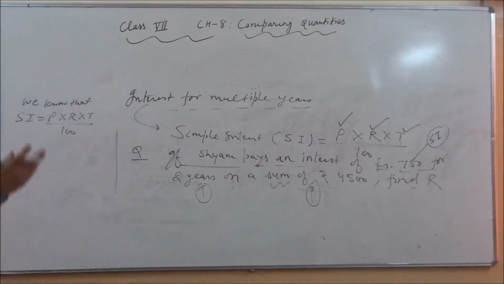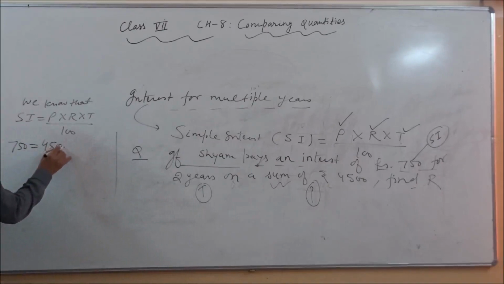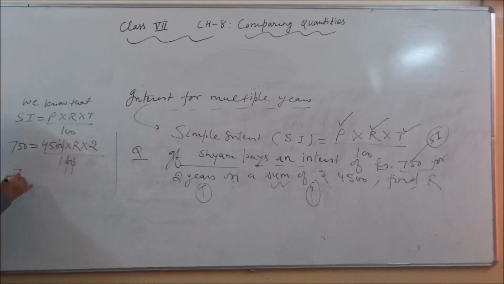The value of simple interest is 750. The value of principal is 4,500. Rate we have to calculate. Time is 2 years, upon 100. Zeros cancel with zeros, and it can be done as 750 equals 90 into R. Now what we have to calculate? We have to calculate the value of rate of interest, so we will divide both sides by 90. 0 and 0 cancel. Now we have to divide 75 by 9.